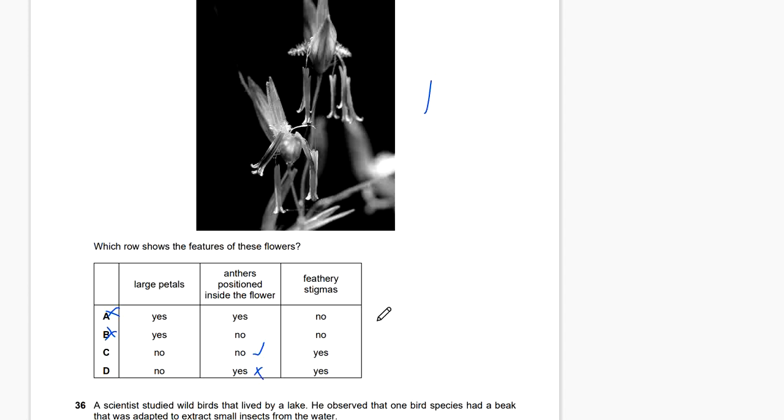So the correct answer, we have the feathery stigmas. You can see there the feathers of the stigma. So this is the anthers. It is outside the flowers, and the stigma is over here. These are the anthers, which are outside of the flower. So no. And then the feathery stigma, yes. So the correct answer for this is letter C.